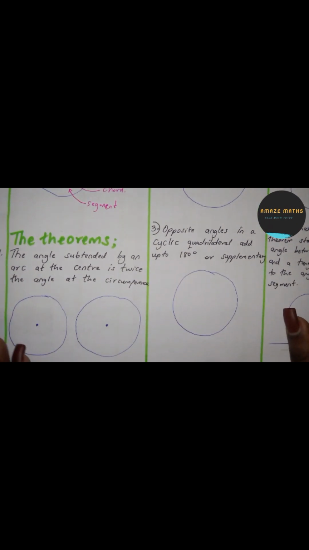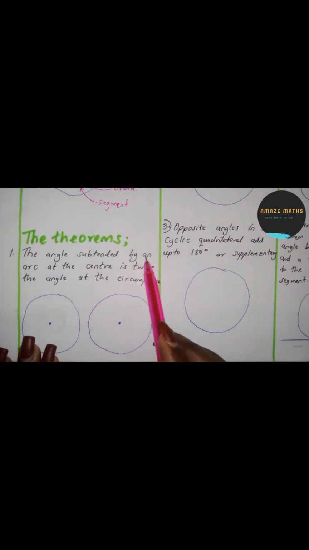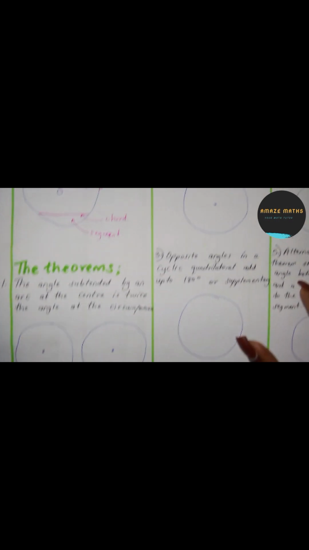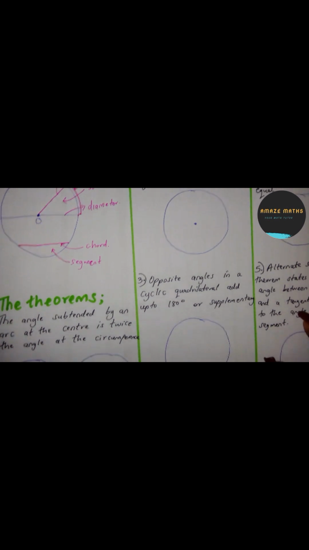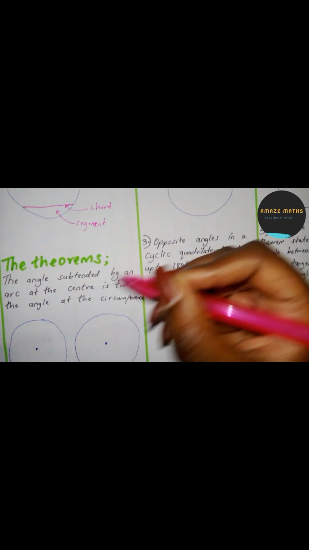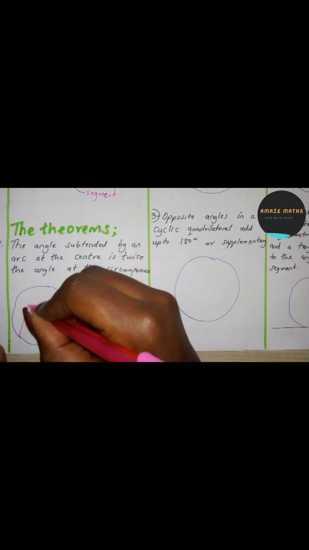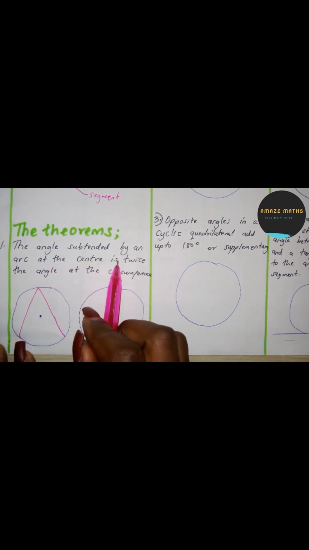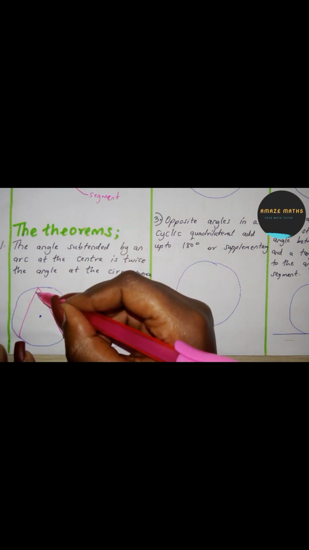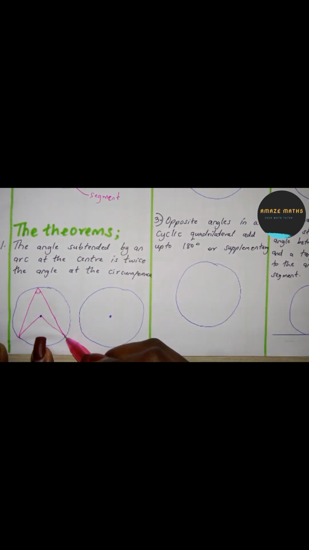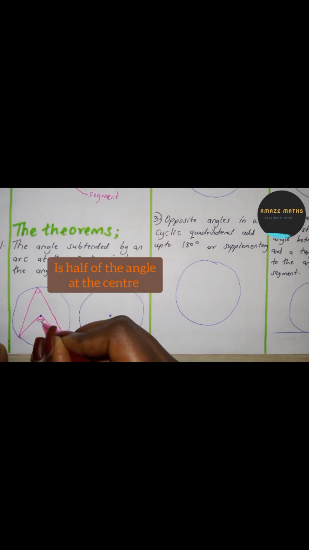Now we'll start with theorem number 1. The angle subtended by an arc at the center is twice the angle at the circumference. So we notice that this is the arc, yeah? So if you have an angle, we have that. The angle at the center is twice the angle at the circumference. So this angle at the circumference is half of this one. So if this is 2x, this one would be x.